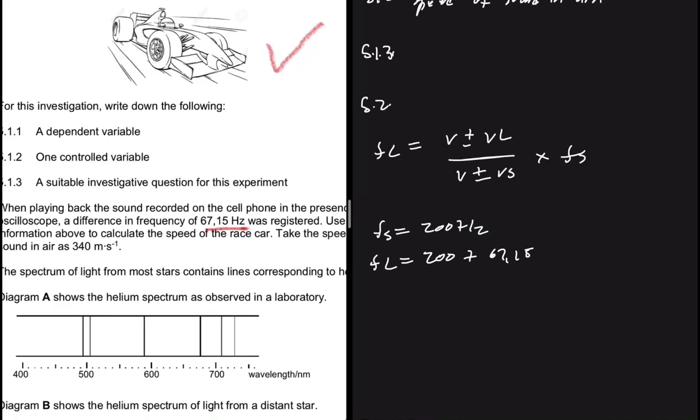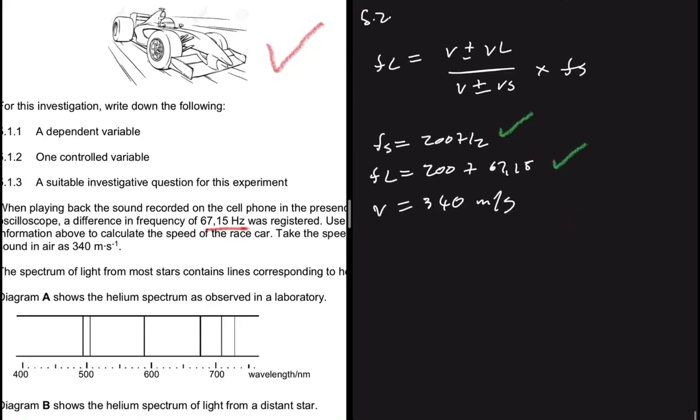And then in our case, the frequency observed, we're expecting it to increase. So we have FS, we have FL, and we have V. It is given to us as 340 meters per second. So if we go ahead and substitute, we're going to have 267.15 equals 340. The velocity of the listener is stationary, right? So we can just leave that, divided by 340, and then the velocity of the source.